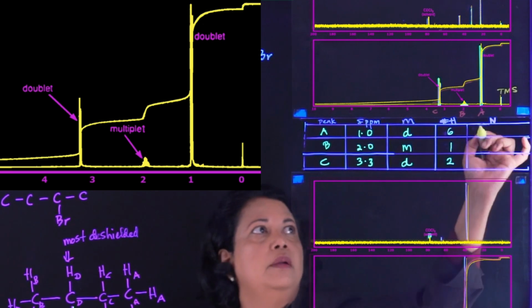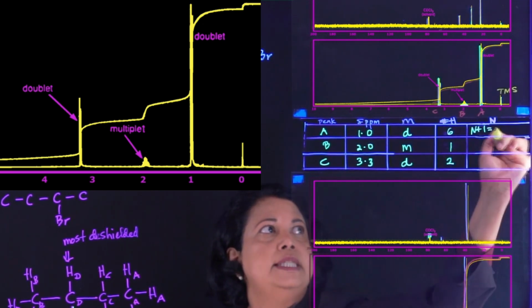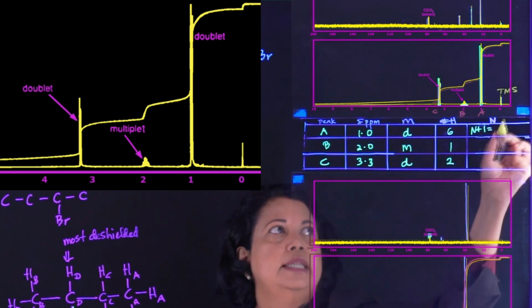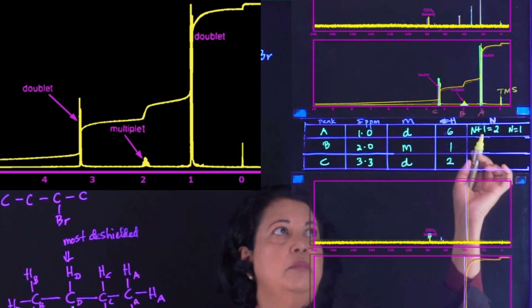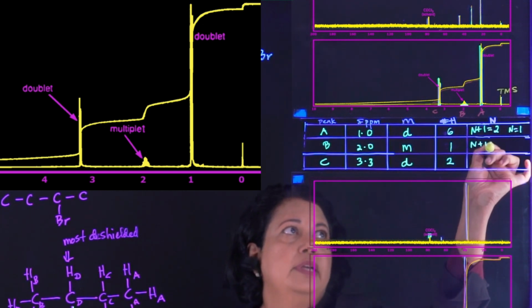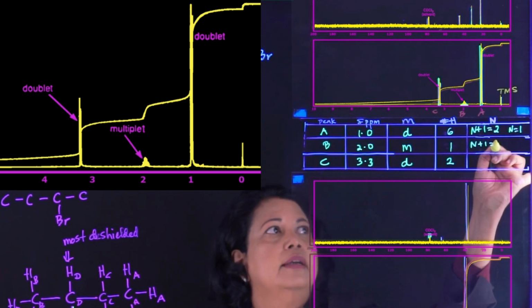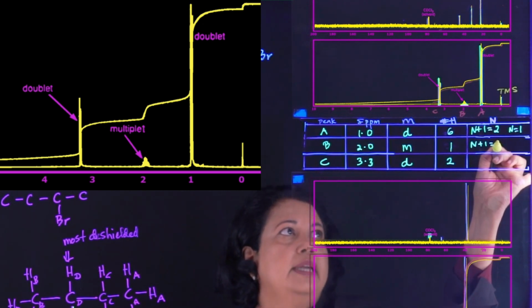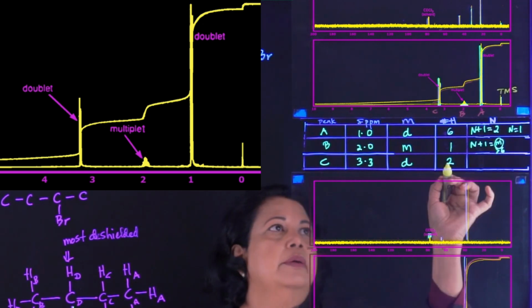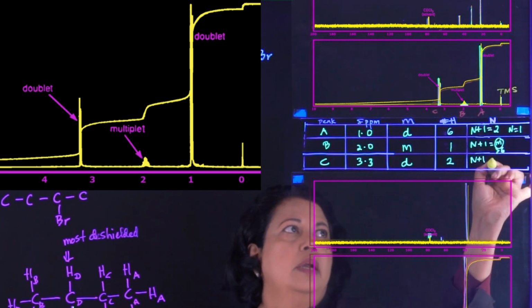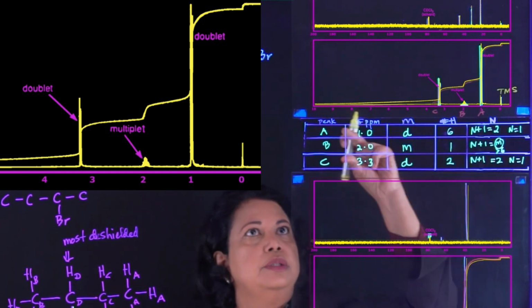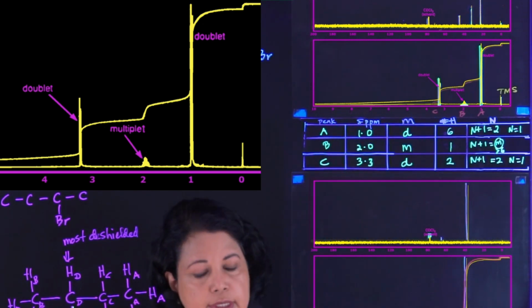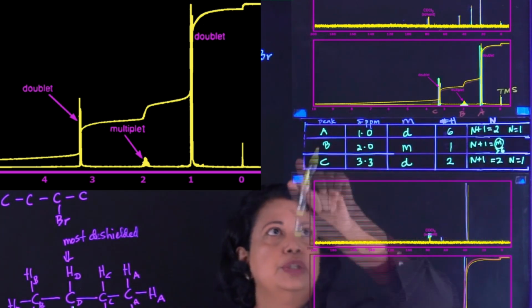N plus 1 is M. Multiplicity, in this case, it's a doublet, which is 2, so N is 1. This has only 1 neighbor. This is a multiplet. How many neighbors do we have for a multiplet? We have no idea. Okay, so it is definitely going to be more than 6. Now, doublet, so again, N plus 1 is going to be 2. Therefore, N is going to be 1. So these 2 have 1 hydrogen as a neighbor. So they have a CH next to them.